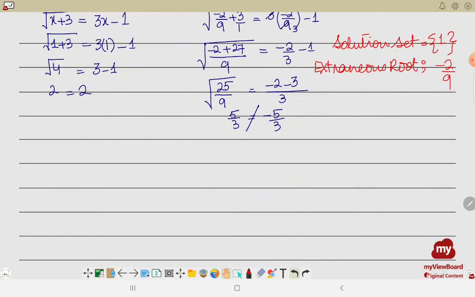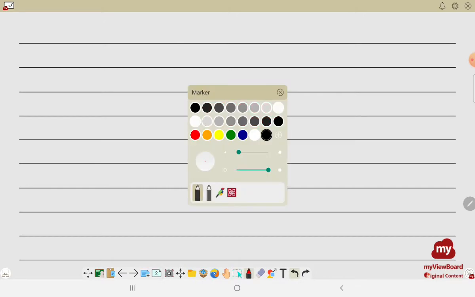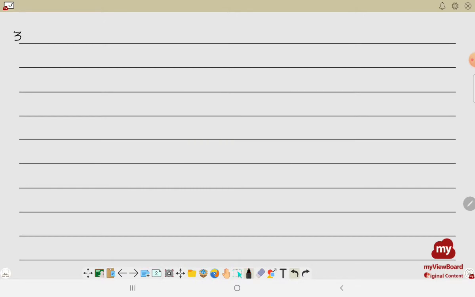So this is how you are going to solve these radical equations. Let's solve one more equation of the same type. That is going to be your question number 3. Let's solve it. Question number 3: 4x equals square root of 13x plus 14 minus 3. So how are we going to solve it?